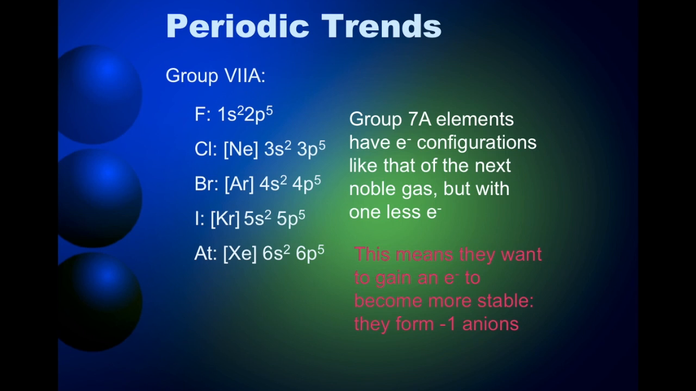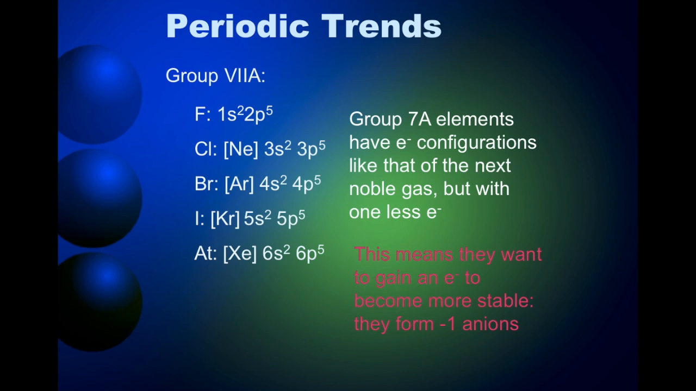Chlorine, and again, this is showing the noble gas as an abbreviation in brackets. So chlorine is just like a neon atom, but it also has 3s2, 3p5. But again, it's like one short of the next noble gas, which would be argon. Fluorine's one short of being just like a neon atom.